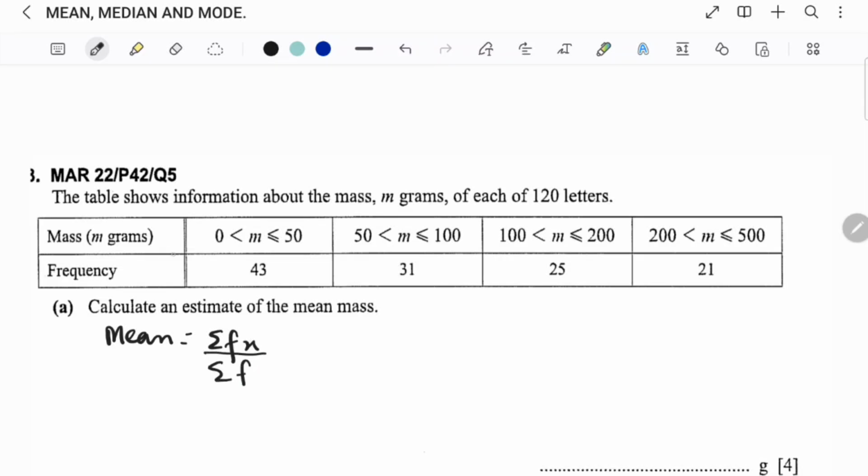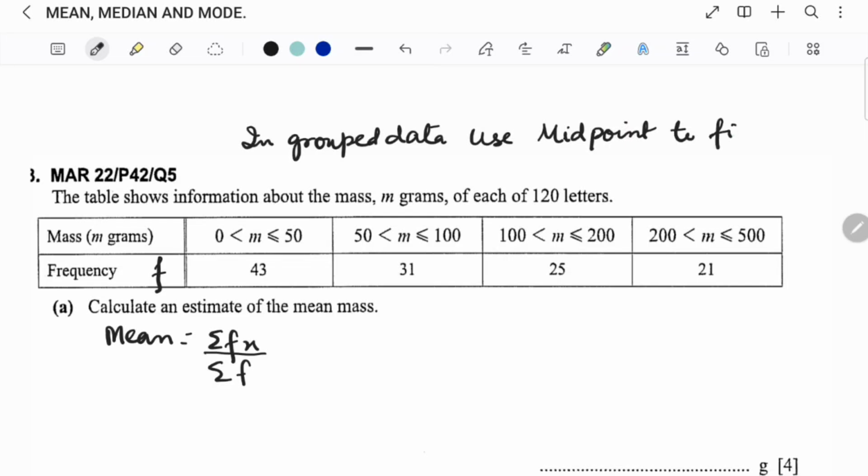Okay, but this is your frequency. But how to find x? So for x, we always find the midpoint. So remember, in grouped data, use the midpoint to find the mean, and that midpoint is your x value. Then you multiply x into f. So the midpoint, how to get it?